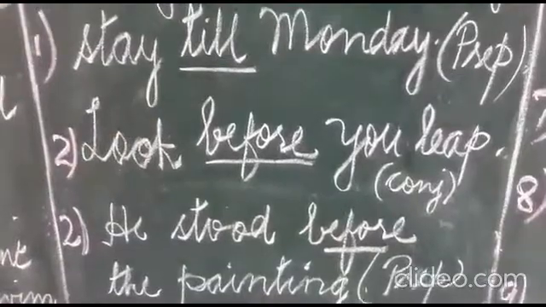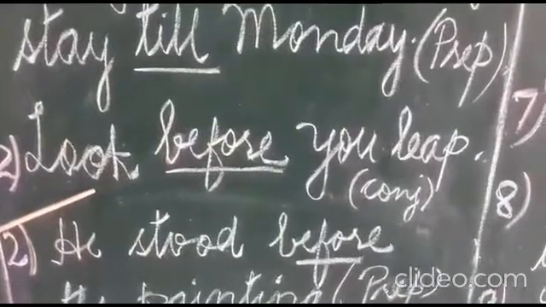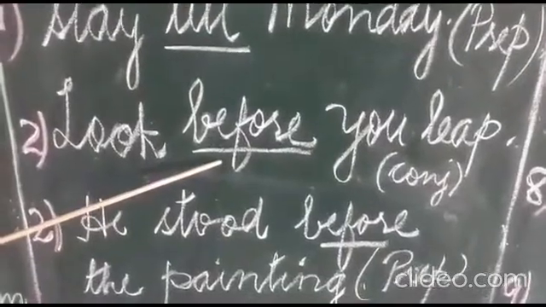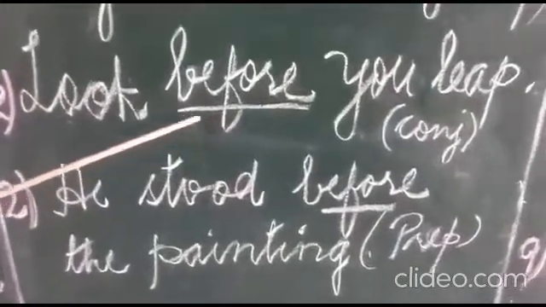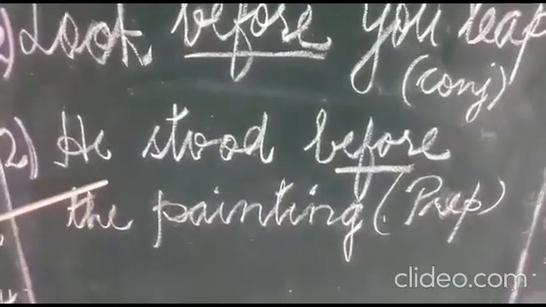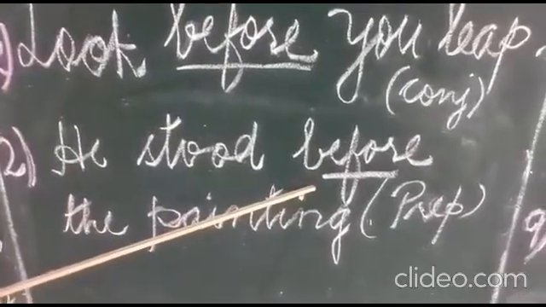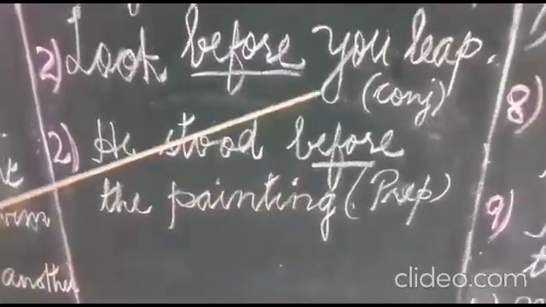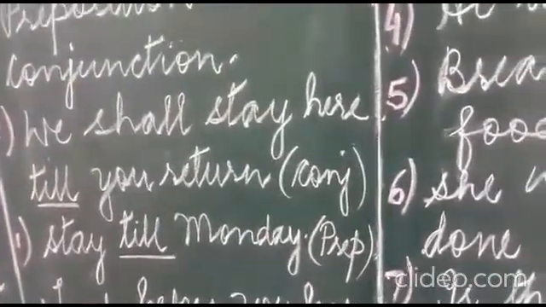So, here it is preposition, here till is conjunction. Next, look before you leave. Here before is conjunction. You know what is conjunction? Joining two words or two sentences. So this is conjunction and the same word before now. Let's see the next sentence. He stood before the painting. Here before is preposition. Right? Here it is used as preposition and here it was as conjunction. So you have to be careful where it is used as preposition and only certain words.